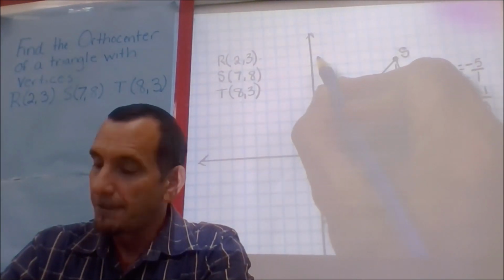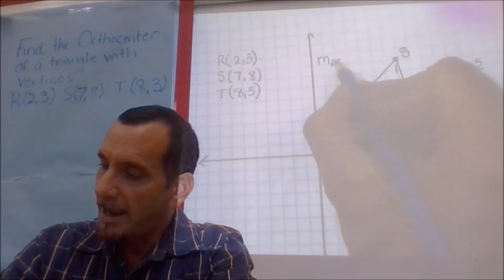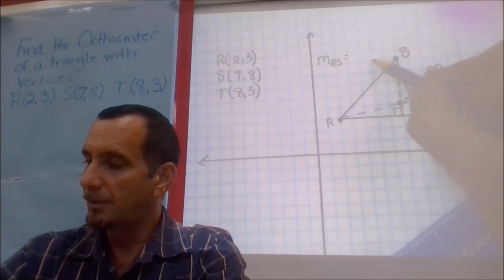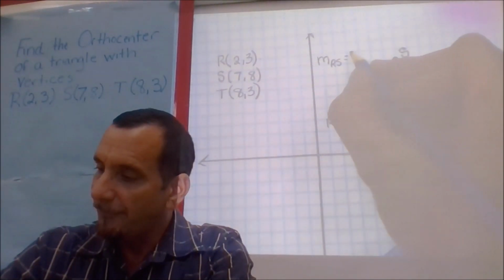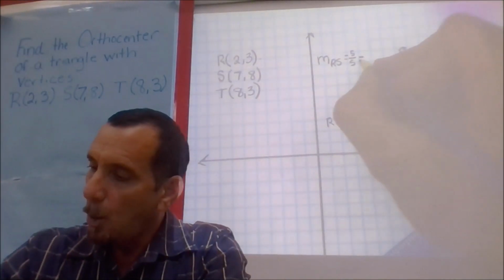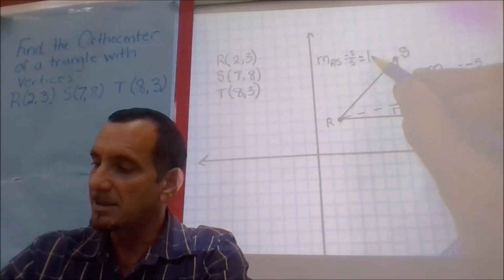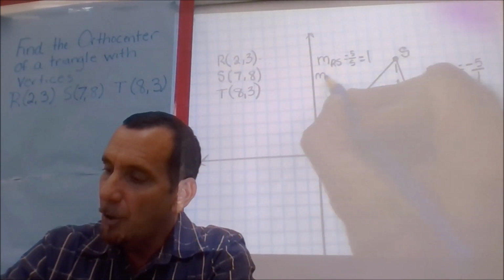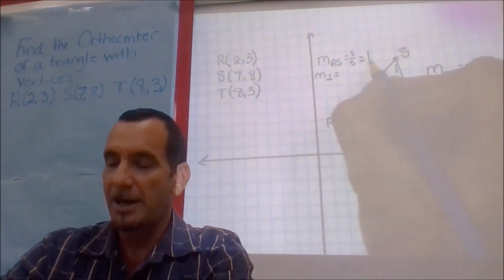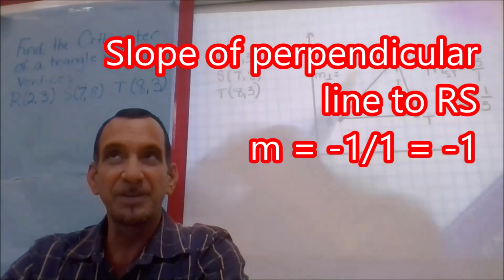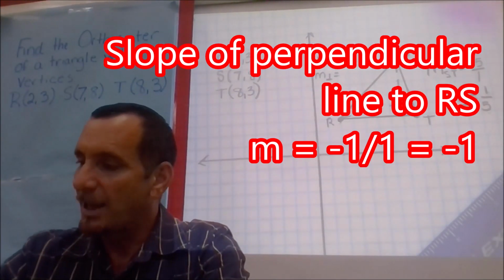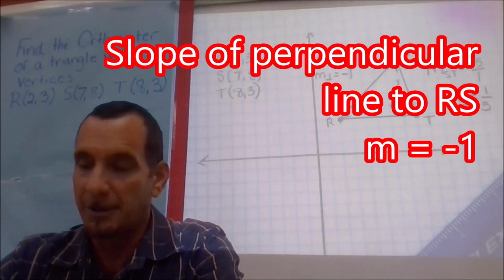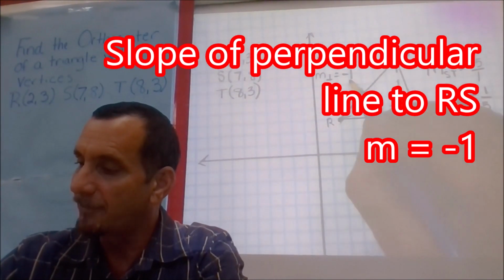I'm just going to write it up here. Slope of RS equals 1, 2, 3, 4, 5. 1, 2, 3, 4, 5. 5 over 5. So we've got 5 over 5, which is 1. The slope of RS is 1. Now this is a great exercise because now we know that the slope of a perpendicular line to RS is 1 over 1 flipped to still 1 over 1. Change the sign and we've got negative 1. The slope of the perpendicular line to RS is a negative 1.